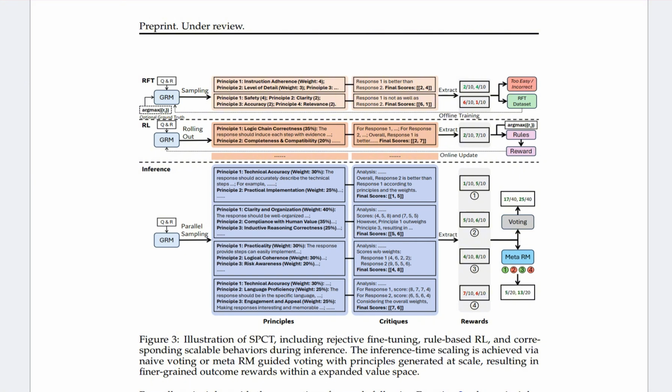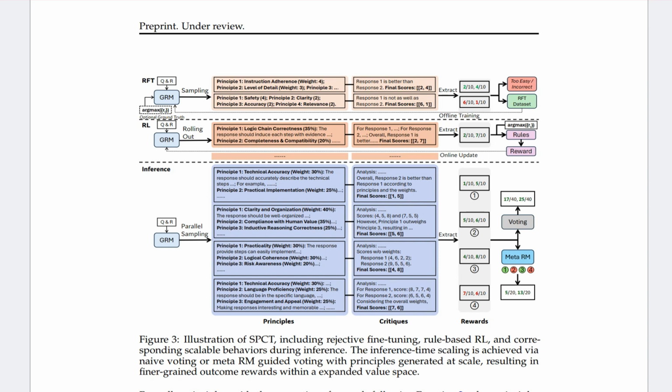You let this reward model, GRM, generate several groups of principles, with each group containing multiple criteria, like how well it follows instructions, whether the details are sufficient, whether it's safe or not, things like that. You can generate multiple groups of principles. Based on each group of principles, you evaluate the answers. For example, if there are only 2 answers, you might say the first is better than the second and give it a score. Then, based on the second group of principles, you assign another score.